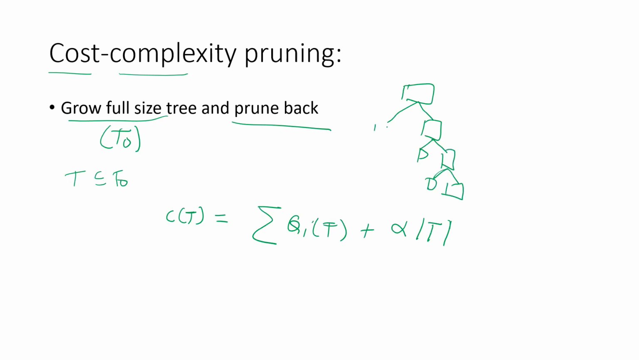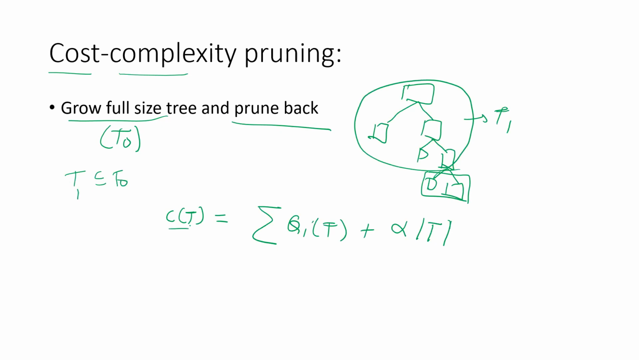Okay, so this is your tree. Now you prune back. Prune means this is the full size tree. Now if you prune, pruning is that you just remove these two nodes. So you have come up with this tree, right? So this is your T1 now. Let's call it T1. Okay, so T1 is a subtree of T0.